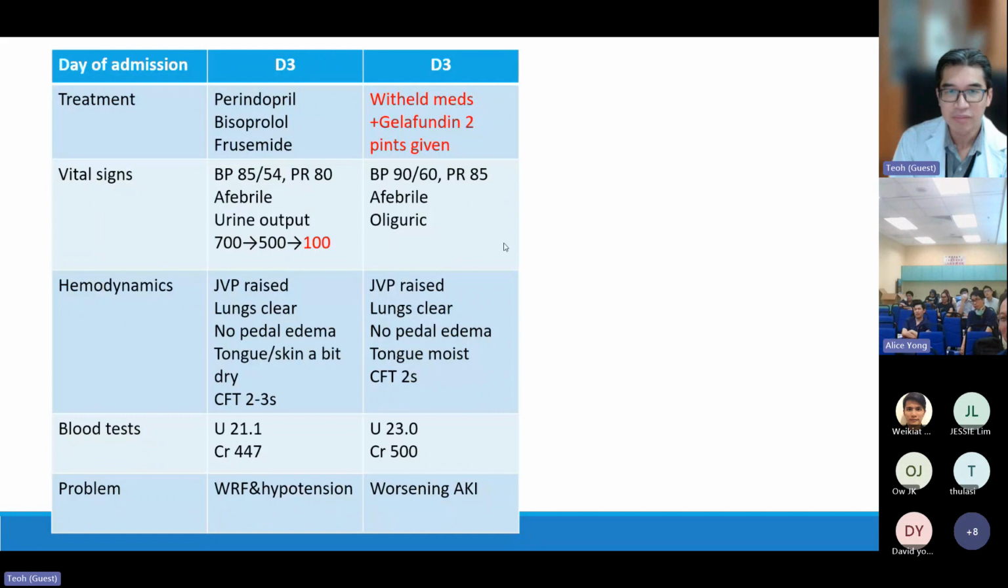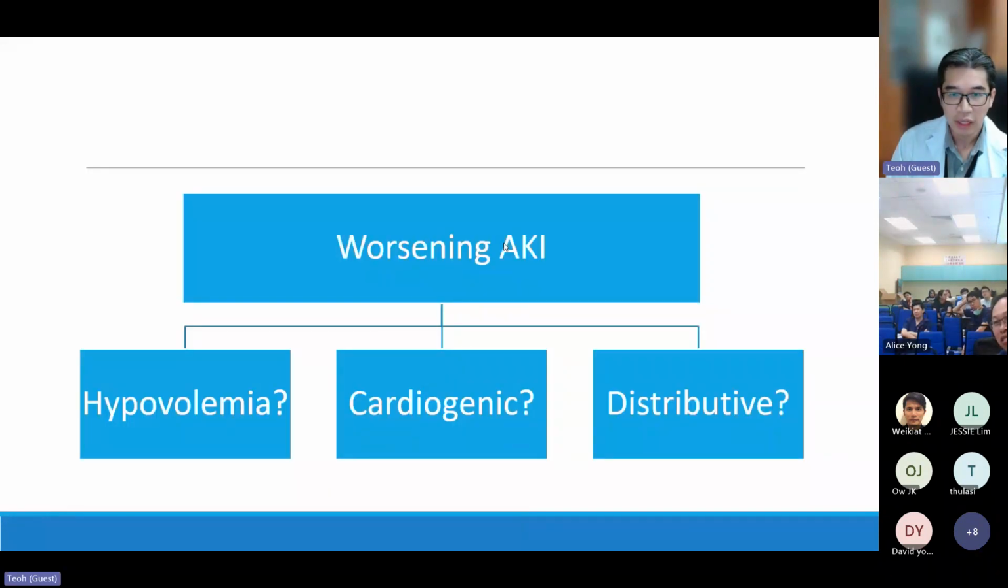Now check, hey, Dr. Joshua: still no fever, but the urine is still oliguric and JVP is still raised. Lungs still clear, no pleural effusion. Now the tongue is moist already, a bit hydrated now, and capillary filling time is 2 seconds. But now the urea is worse, 23 from 21. The creatinine is now 500. So go back to our chart here. How?